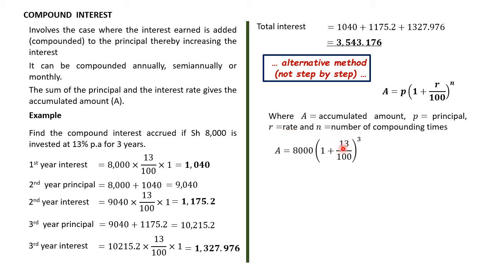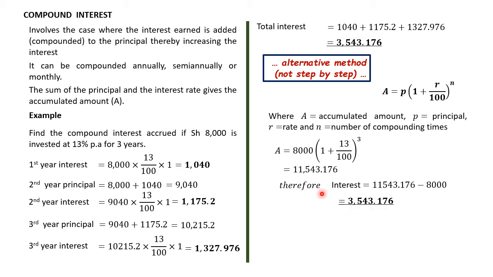Now, in our case, the principal is 8,000, R is 13, and n is 3, and therefore putting the values in the formula, we get 11,543.176 is the accumulated amount, and therefore the interest is actually this figure minus the deposit, which was our principal, and in our case is going to be 3,543.176 shillings. And please notice that this figure is the same as this.